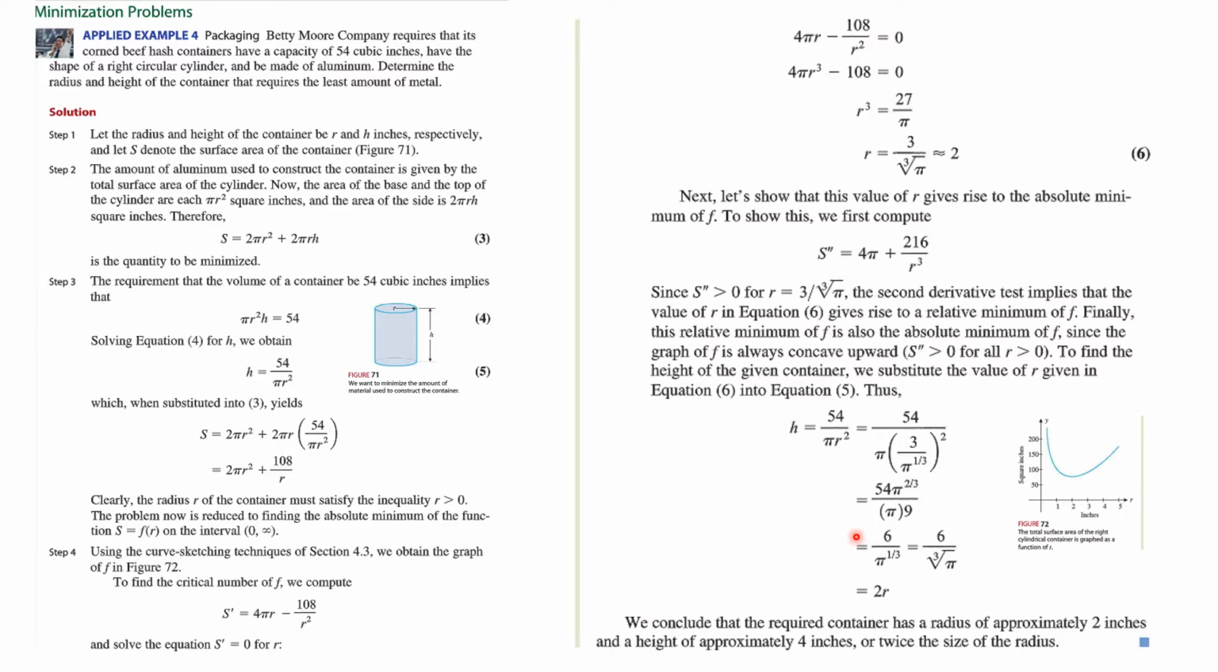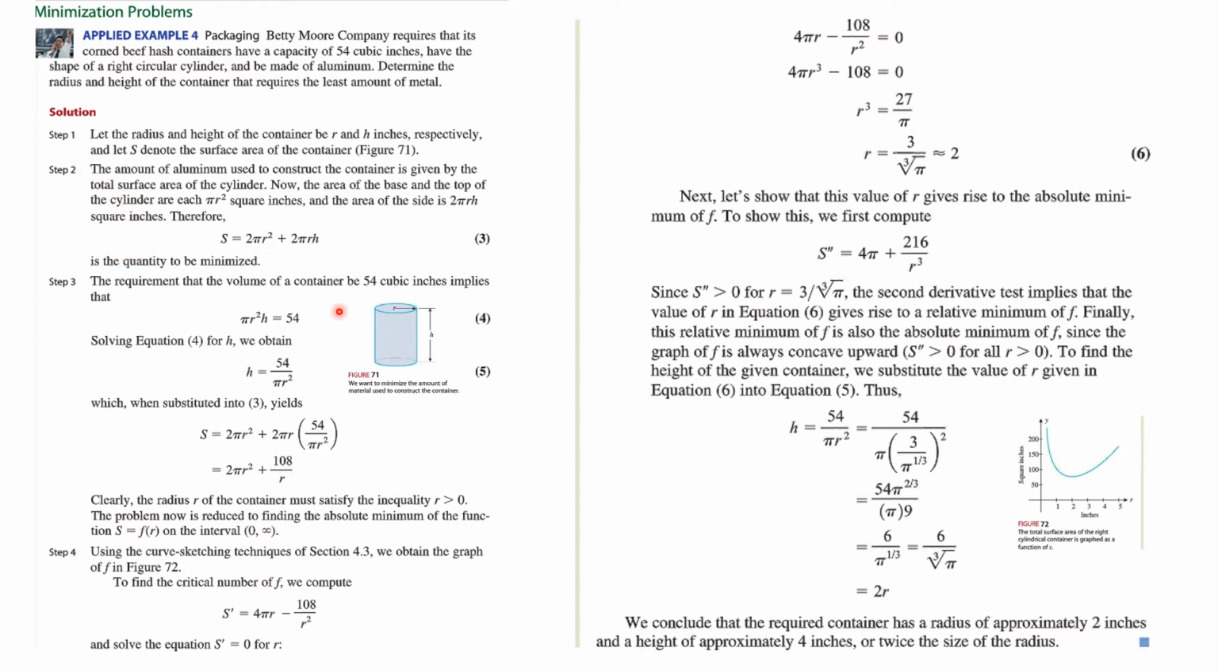Here's another business example, but this time we're talking about not maximizing but minimizing things. Betty Moore Company requires that its corned beef hash containers have a capacity of 54 cubic inches, have the shape of a right circular cylinder, and be made of aluminum. Determine the radius and height of the container that requires the least amount of metal. Again, you have to read this several times before you probably understand it.